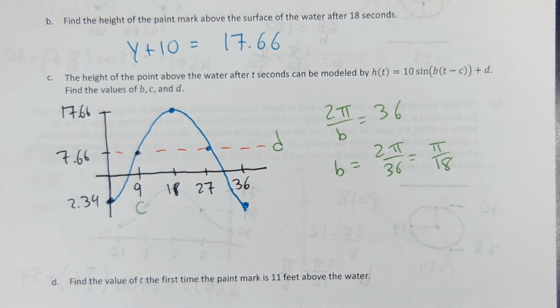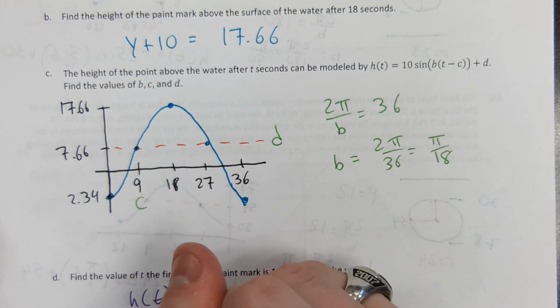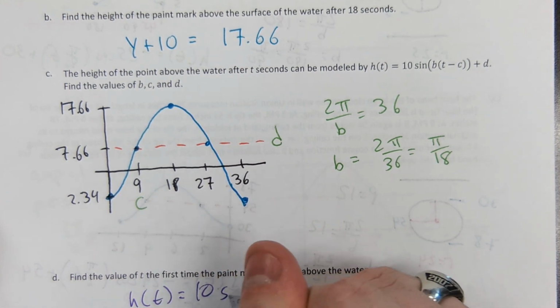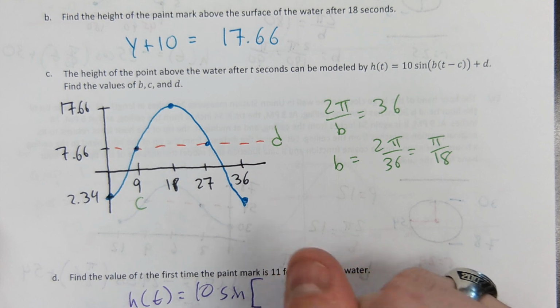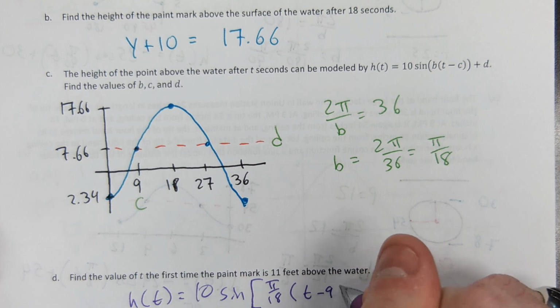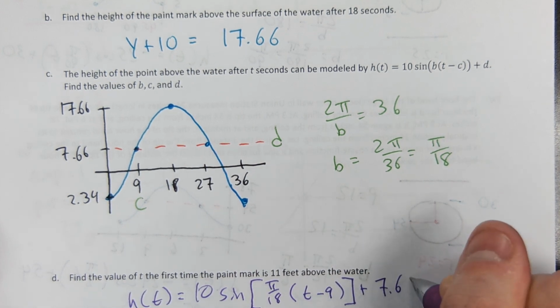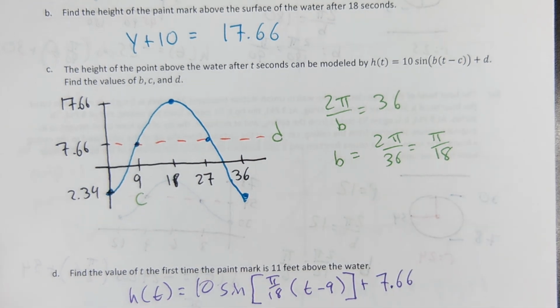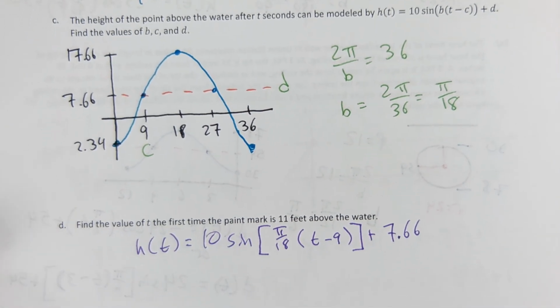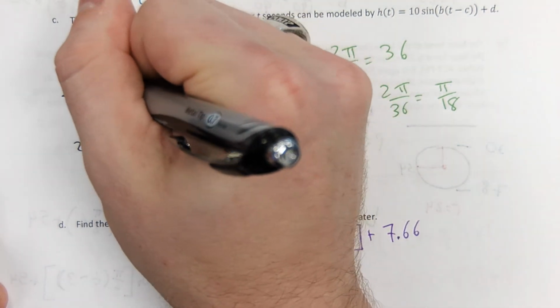That gives you the ability to write this equation completely filled out. H of t equals 10 sine of pi over 18 times t minus 9 plus 7.66. And question D says, find the first time it's 11 feet above the water. 11 would be here-ish, picture not drawn to scale.